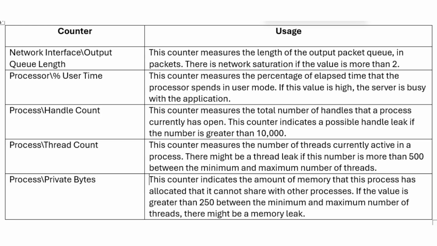Process, thread count. This counter measures the number of threads currently active in a process. There might be a thread leak if this number is more than 500 between the minimum and maximum number of threads. Process, private bytes. This counter indicates the amount of memory that this process has allocated that it cannot share with other processes. If the value is greater than 250 between the minimum and maximum number of threads, there might be a memory leak.